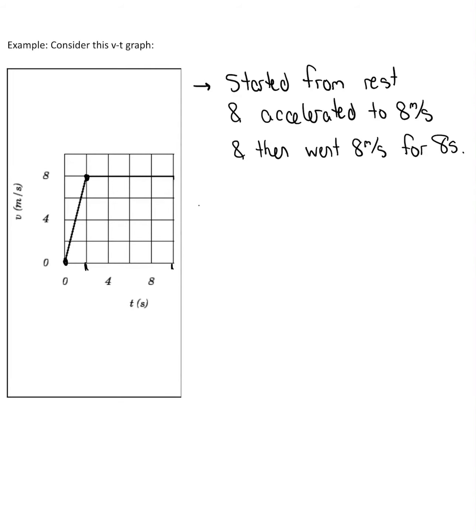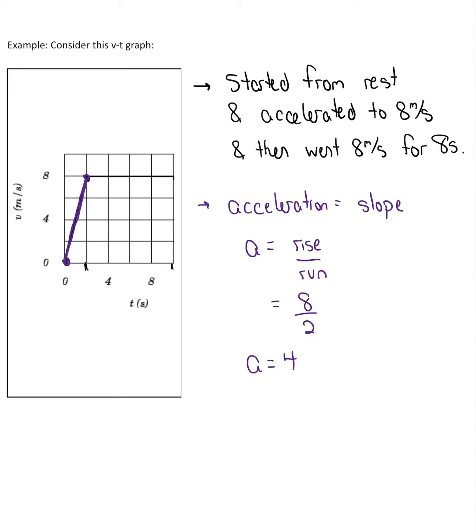I've also said we can get the acceleration information. Acceleration is equal to the slope. In this case, it accelerated for this part of it. So that purple line, we need to get the slope of that. So A is slope, slope is always rise over run. In this case, it went from 0 all the way to 8, and the run was 2 seconds. So our acceleration has a value of 4.